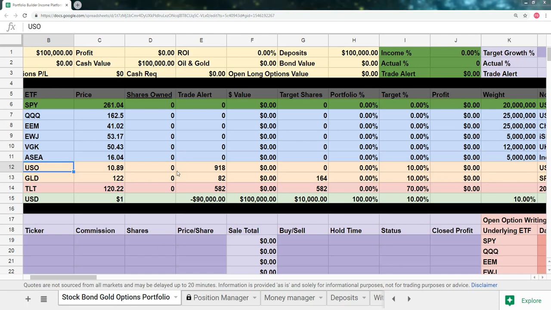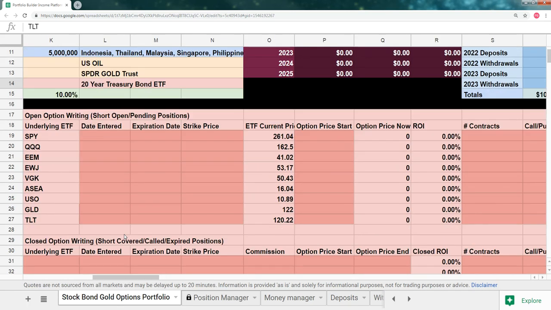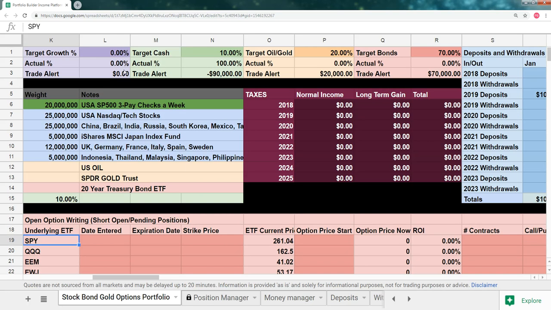But as you can see, it's already told me simply I need to purchase 918 shares of the US Oil USO ETF, 82 shares of GLD, and 582 shares of the TLT. Now, if we scroll over here, this is where we can generate weekly income on the TLT. The income from the TLT is far less than something like the SPY ETF, which actually can write 3 paychecks a week. But until concerns of a recession or bear market are relieved, it's prudent to have a 20% oil and gold position and a 70% bond position.